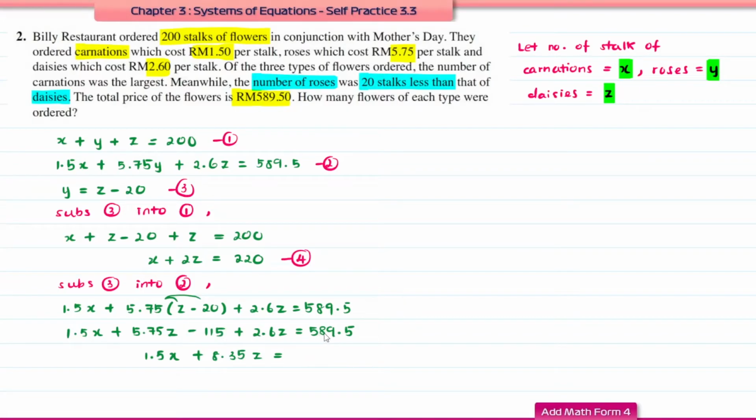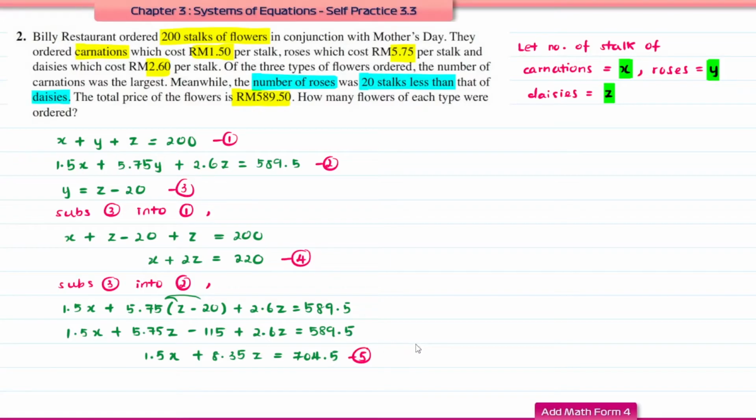So it's going to be 589.5 plus 115, which is 704.5. So this we're going to label as equation number 5. Alright, so now let us look at equations 4 and 5.